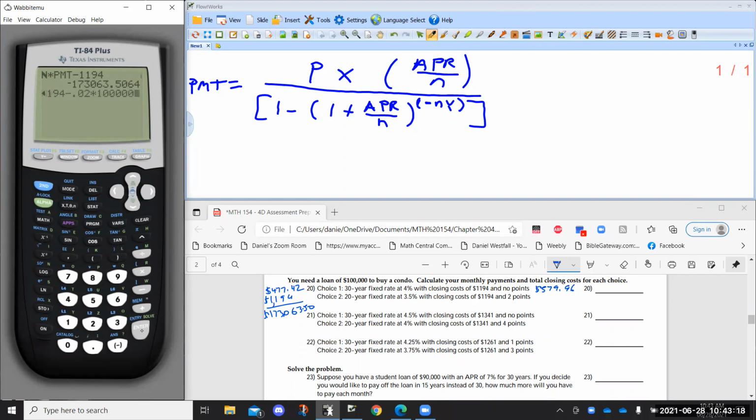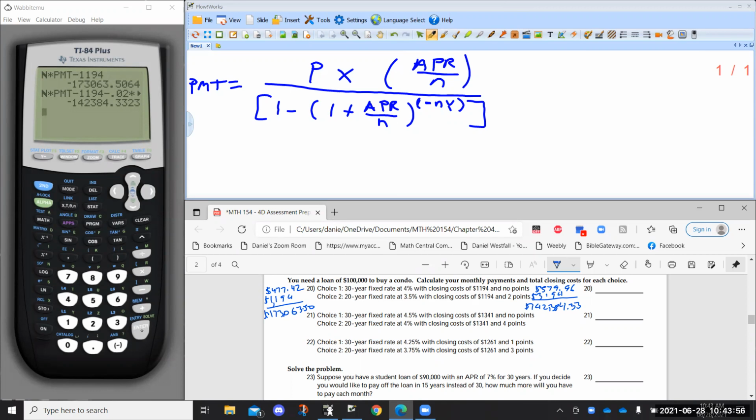So that's a total amount here on this side of 142,384.33. The closing costs here, just for comparison, are $3,194, because 2 points on this $100,000 was going to be $2,000 added to that.